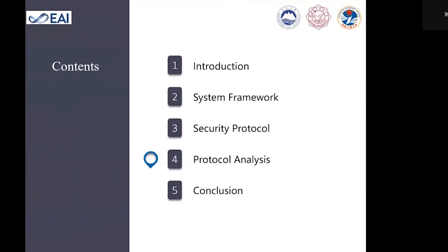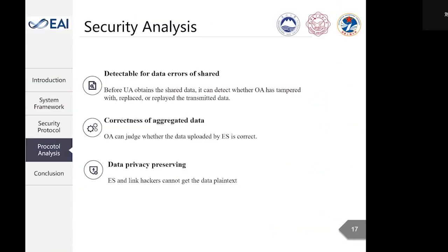The fourth section is protocol analysis. Because of the unforgeability of signature, data errors can be detected. Because of the homomorphic encryption algorithm, neither ES nor link hackers can get the data in plaintext.